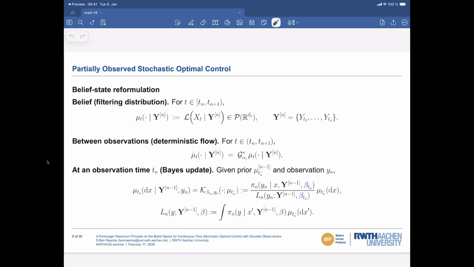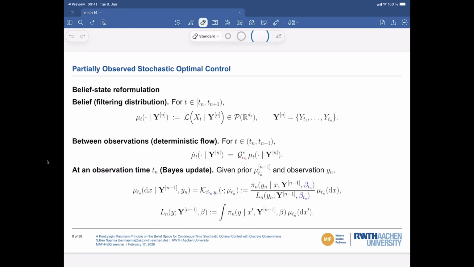And then what you just have are Bayes updates at the observation times. So new information comes in, right? You have a prior and you will have a posterior, and you just update this prior by getting the likelihood and calculating this Bayes update. So basically, between the observations you have this continuous deterministic dynamics, which is the deterministic flow, and you have the Bayes update at the time of the observation.